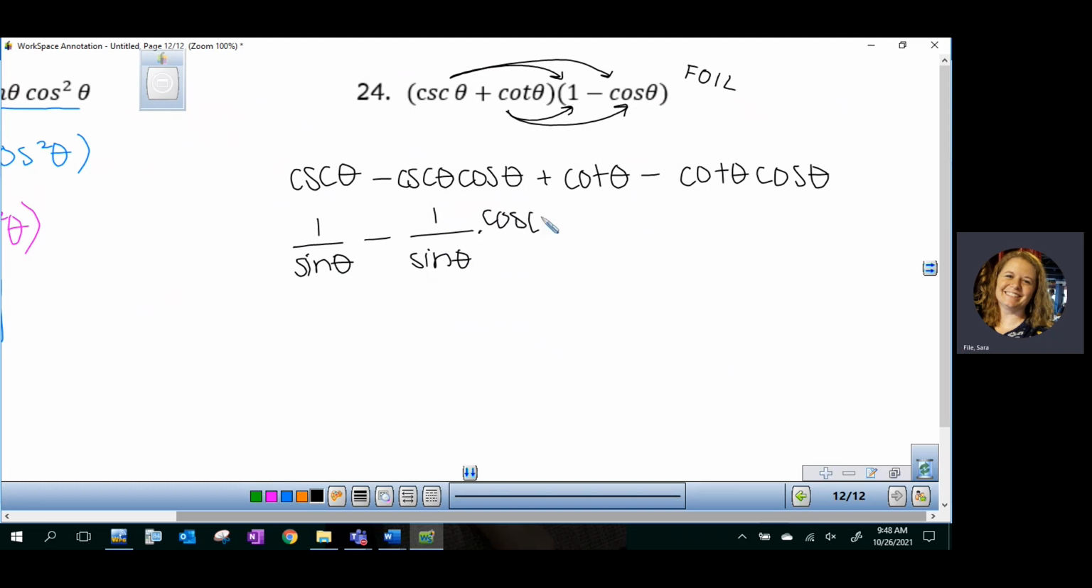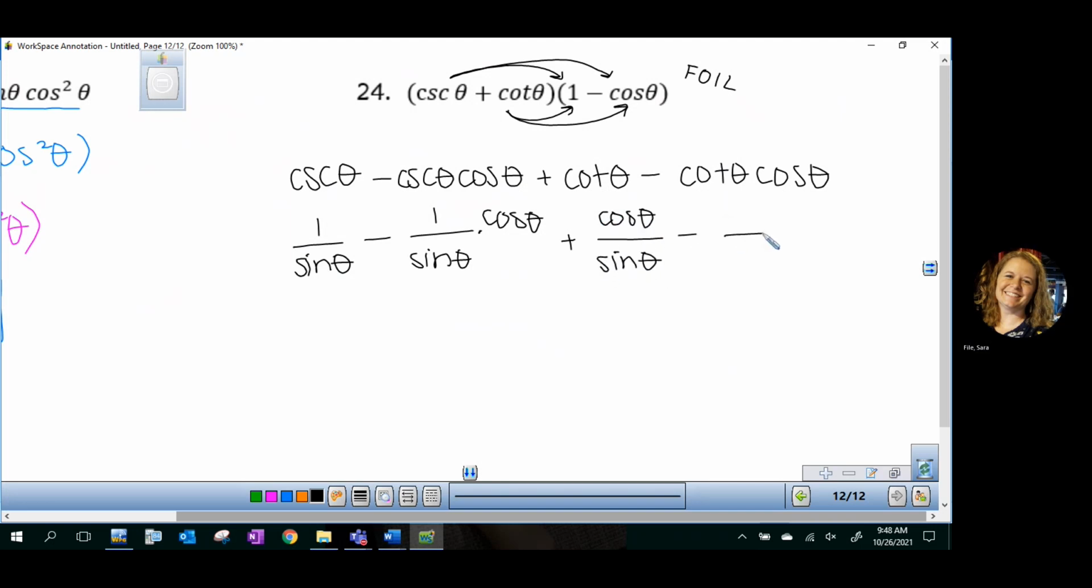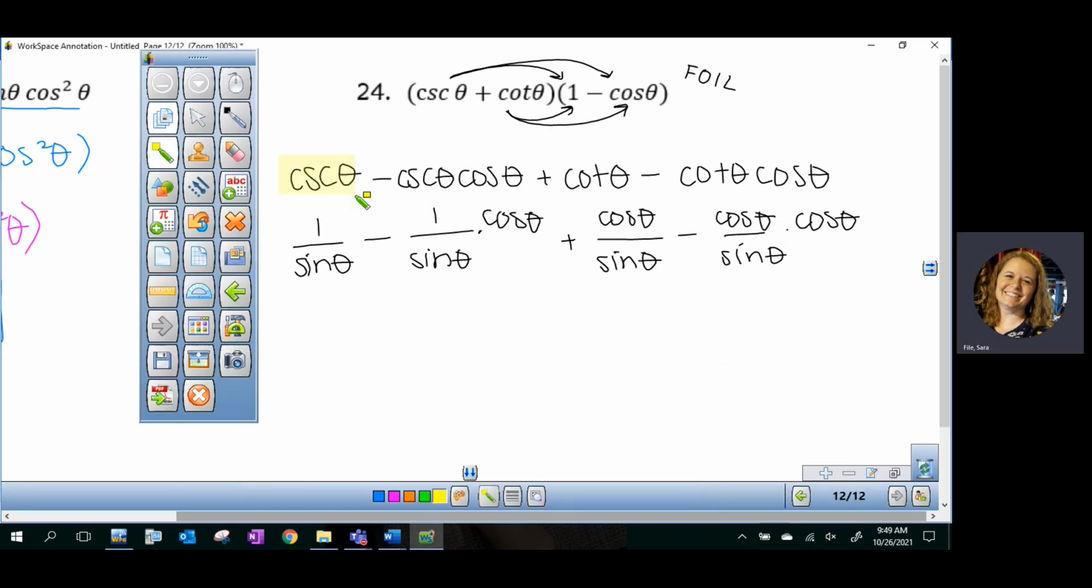Cosine is already cosine. Cotangent is cosine over sine. Cosine is already itself. So far, so good. So I changed all the cosecants to 1 over sine. And I changed all the cotangents to cosine over sine.